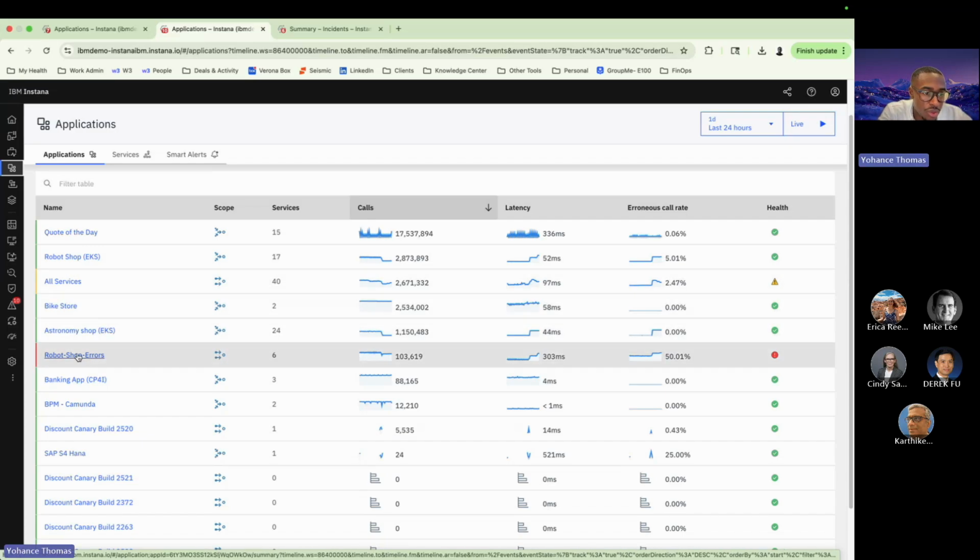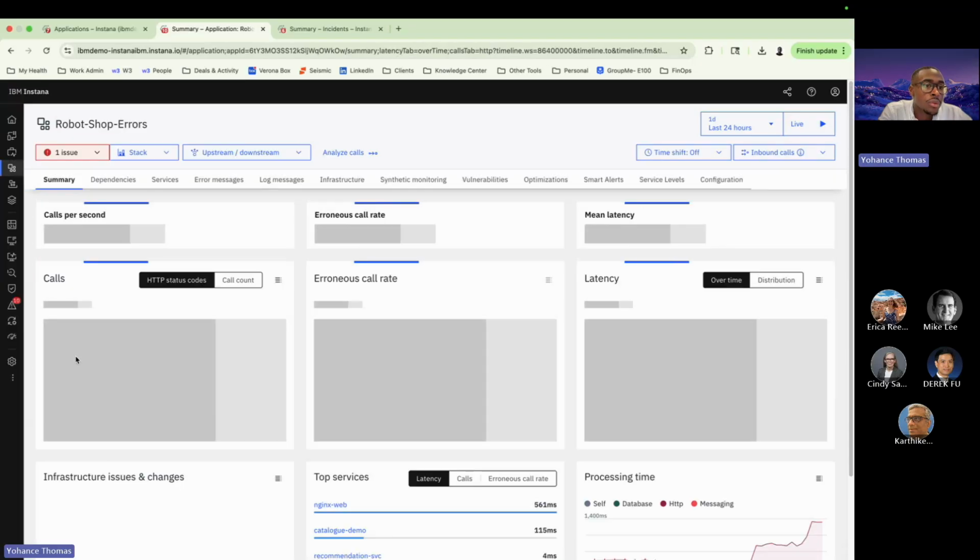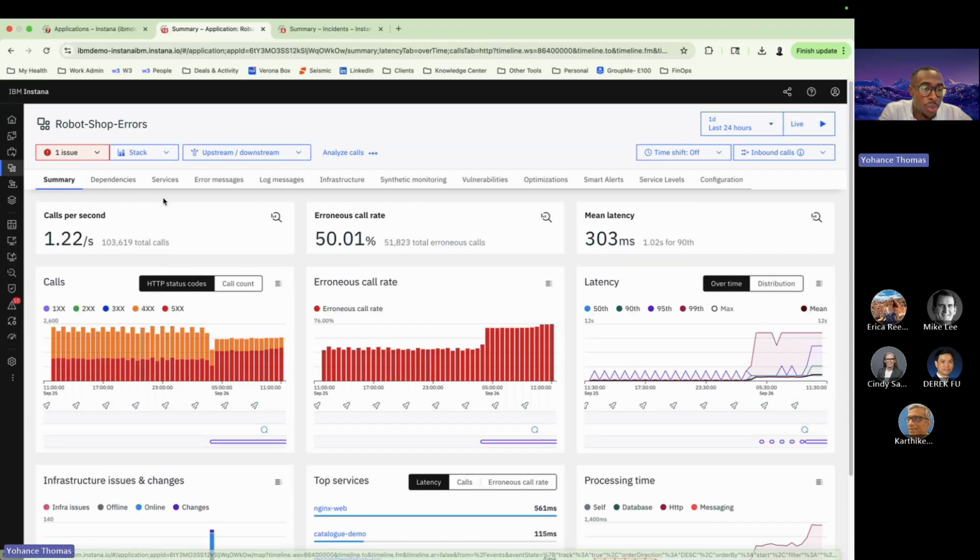So if we step into the robot shop, we see that we have a lot going on here in terms of errors. But like I said, a lot of this is being auto-populated and is being presented in a way that gives us full visibility of what we're seeing. As I mentioned, erroneous calls seem to be super high. So that's the main problem that we're going to try to solve here.